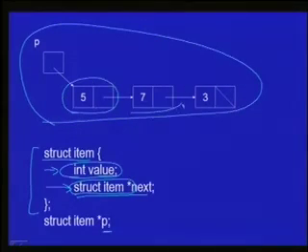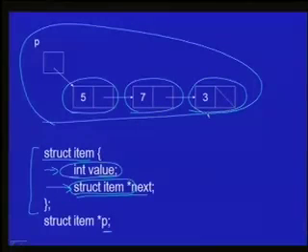Each of these is an element, and each of these is of type struct item. So p contains a pointer to the first element, and the next field of the first element contains a pointer to the second element, which has a value and a pointer to the next element, which again contains 3, and the pointer value in the next element is a null pointer, which we have already talked about in some earlier lectures.